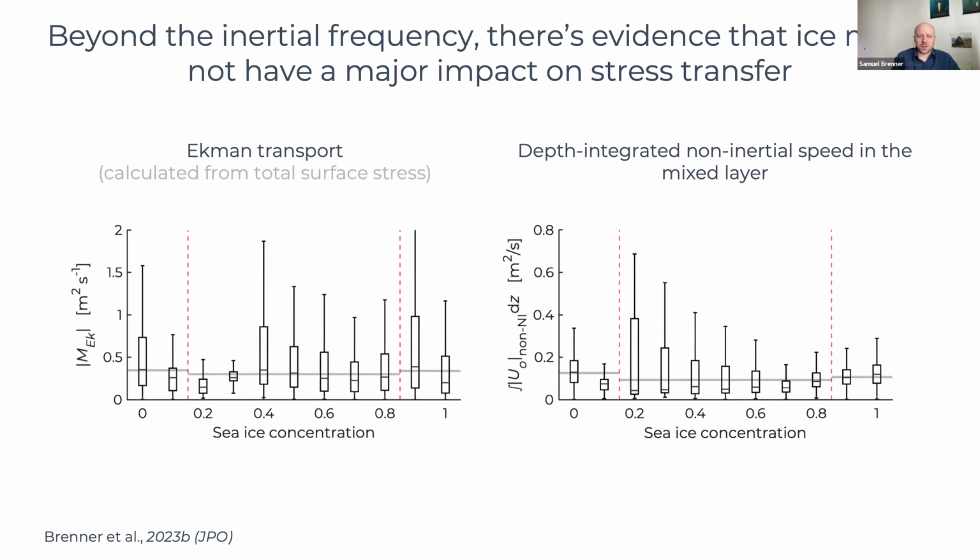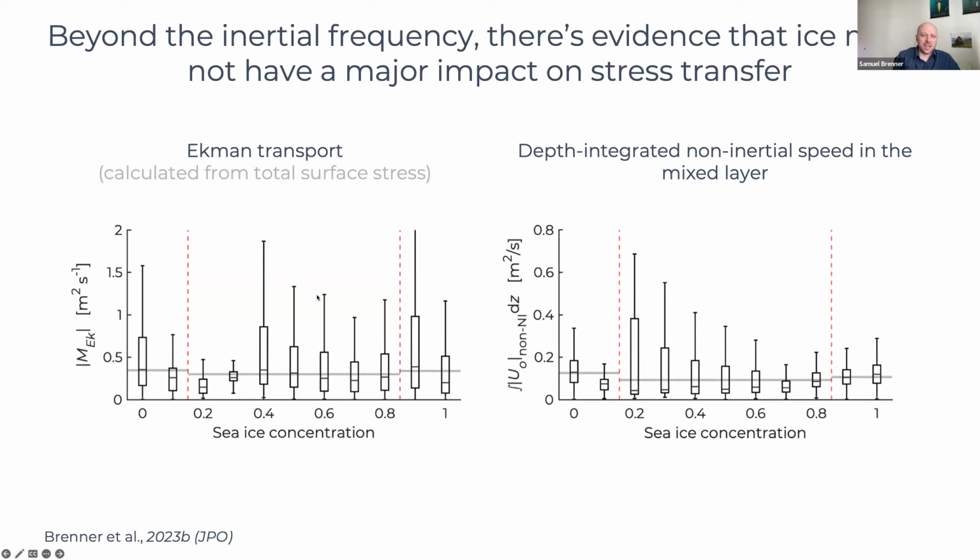So all of that was focused on just the inertial frequency. It's really nice to think about the inertial oscillations as this marker of stress transfer. But they're not the only type of motion that's going on. So the last idea that I'm going to hopefully end with here is looking at the subinertial response, or the non-inertial response. And when we look at that, we were fairly surprised to see that there doesn't seem to be a big impact of the sea ice.